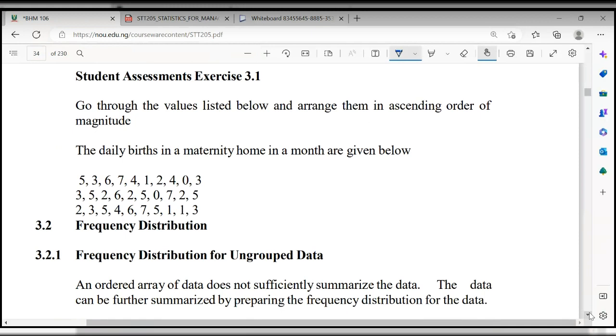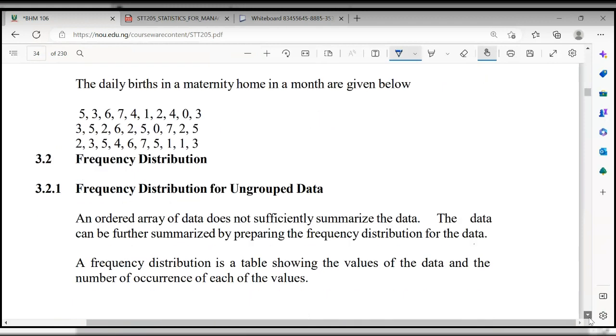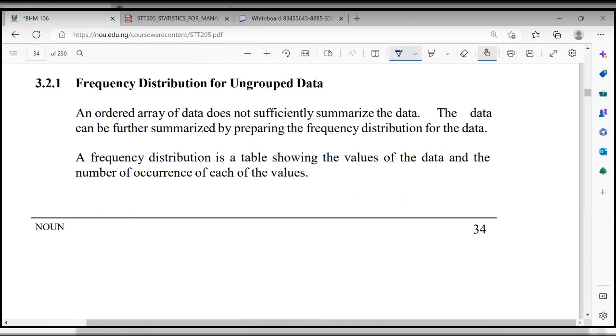All right, so let's move on. Frequency distribution. Hope we are not sleeping. You're not sleeping. An ordered array of data does not sufficiently summarize the data. So after you must have arranged it properly, that does not mean you are done. The data can be further summarized by preparing the frequency distribution for the data. A frequency distribution is a table showing the values of the data and the number of occurrences of each value.